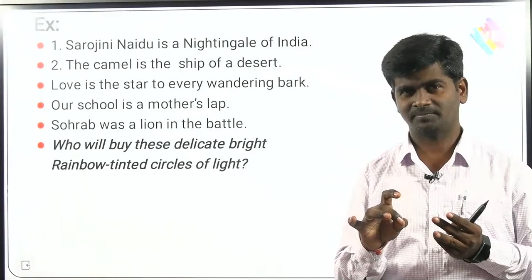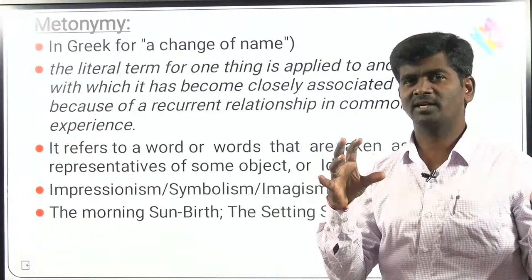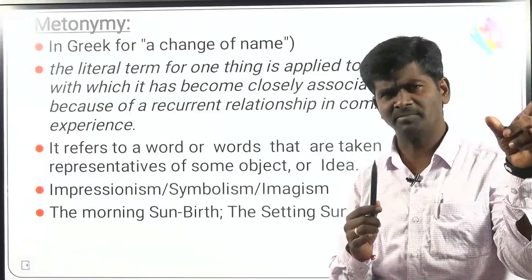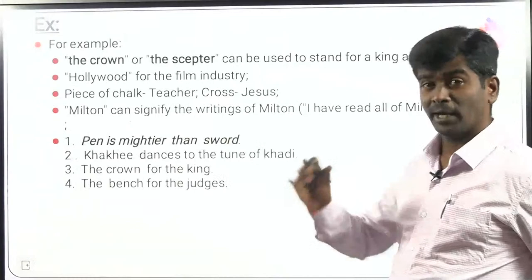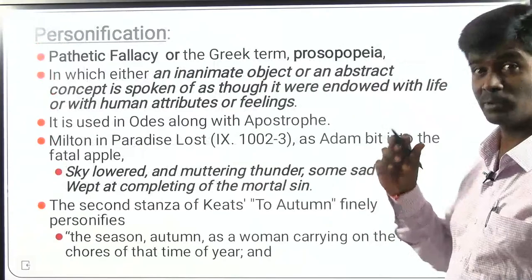Next, you can see metonymy, and this is very important. You can look at an object that is closely connected with something, for example, a pen. The moment you look at the pen or a piece of chalk, you remember the teacher. That kind of association is metonymy. The popular example given in the UGC-NET SET examination is "the pen is mightier than the sword." Very wonderful example.